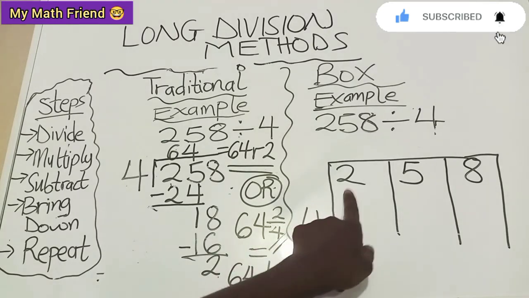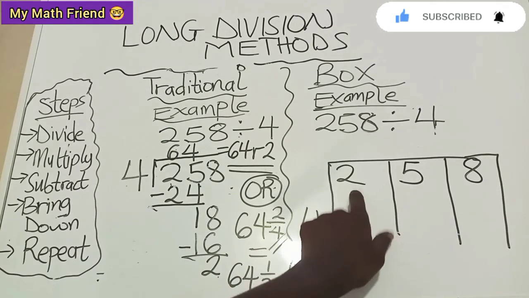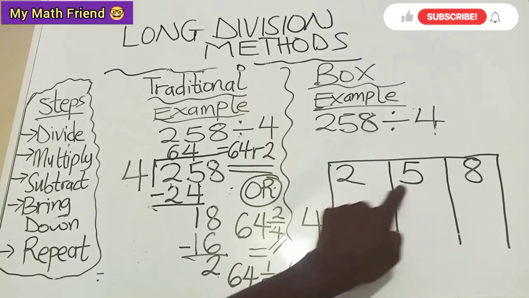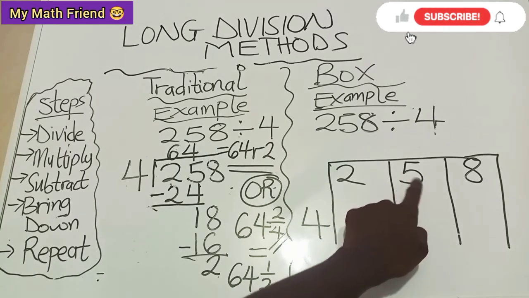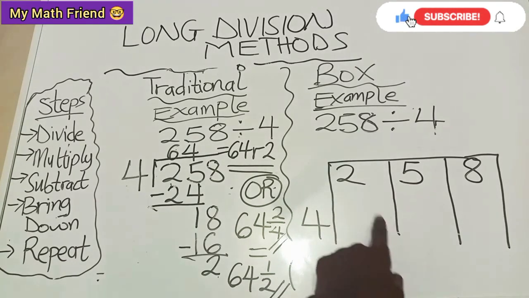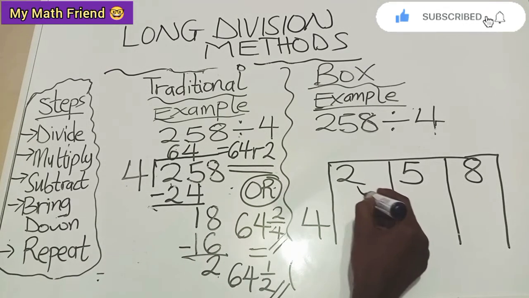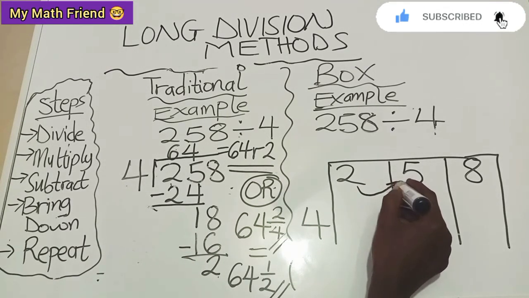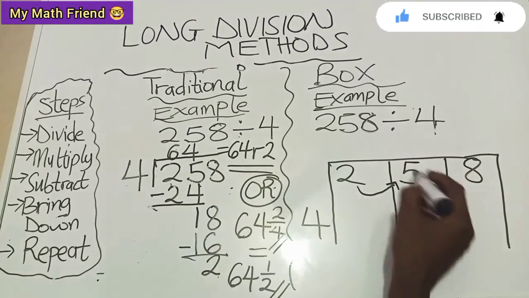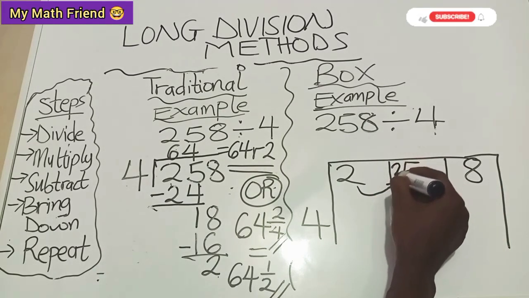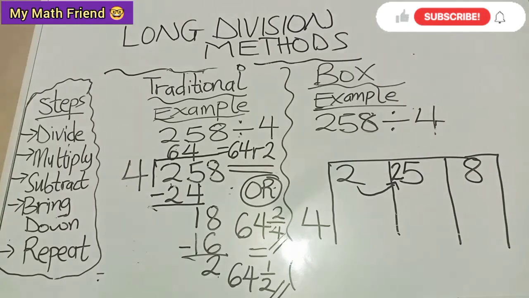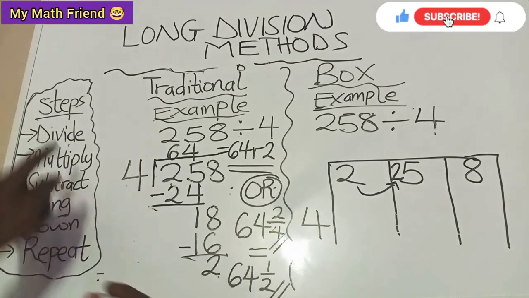Can 4 go into 2? Note that you see the 2 is smaller, so you need to make it big by adding this one. Here you don't bring it down. So what you do with the box method is that you move this 2 and add it to the 5, join it to the 5 and put it that way. So now we have 25. Very well. Then you begin dividing.